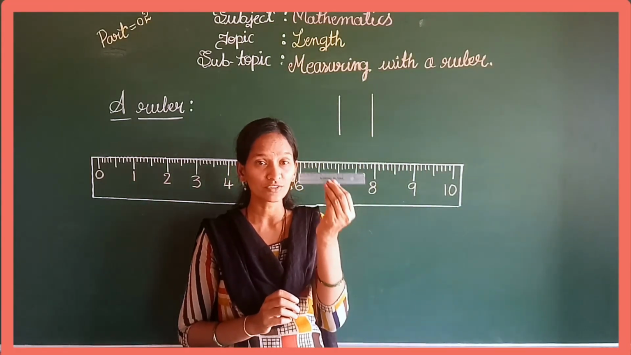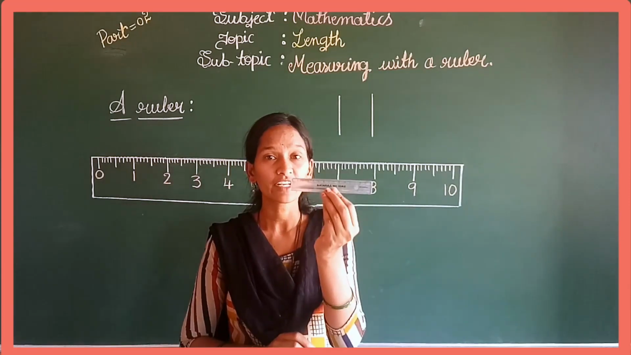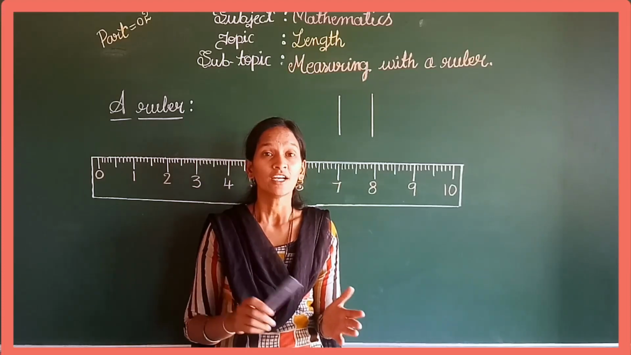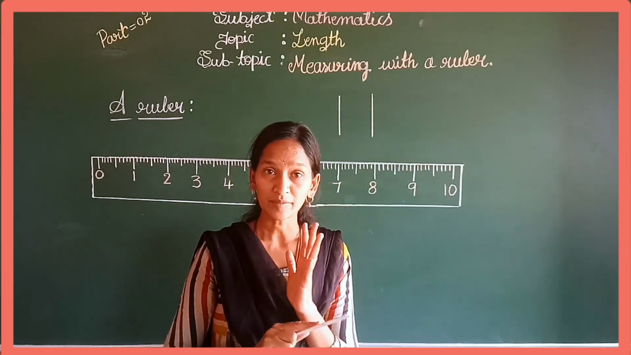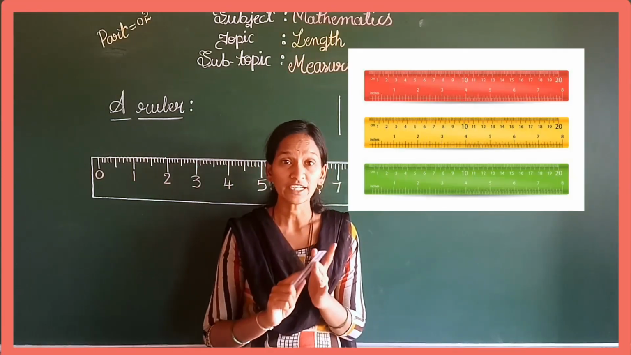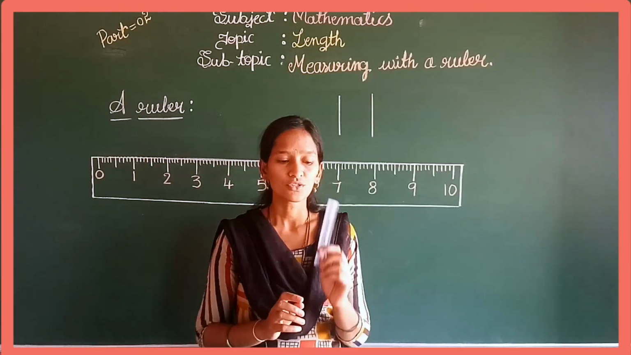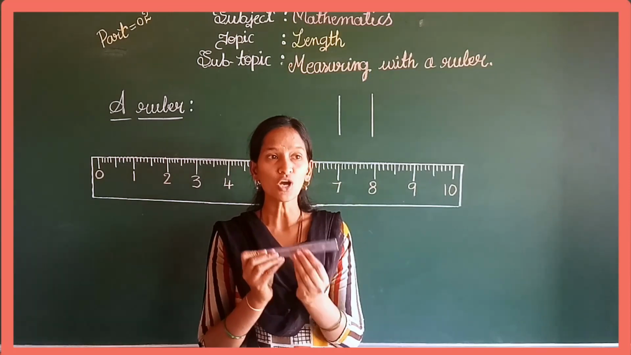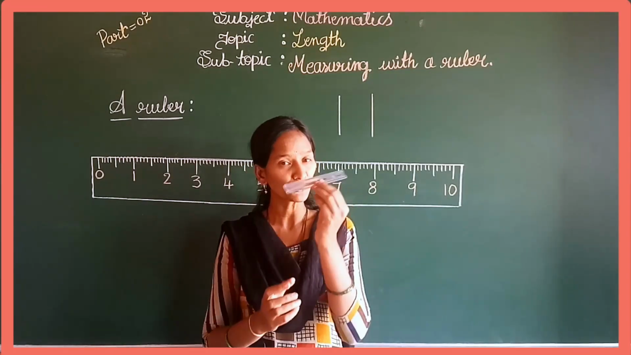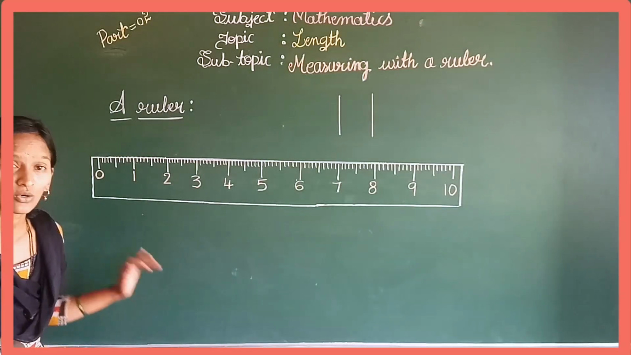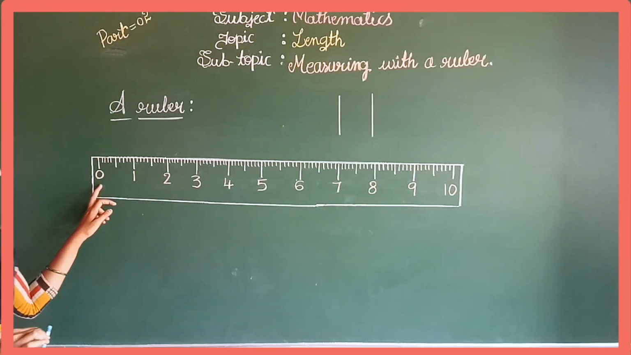So the length of this ruler is 15 centimeters, right? In the market it is available in 10 centimeters, 15, 20 and also 30 centimeters, right? So students, now I will show how to measure things by using this ruler. Okay, so already I told which is the starting point of the ruler, 0, right?